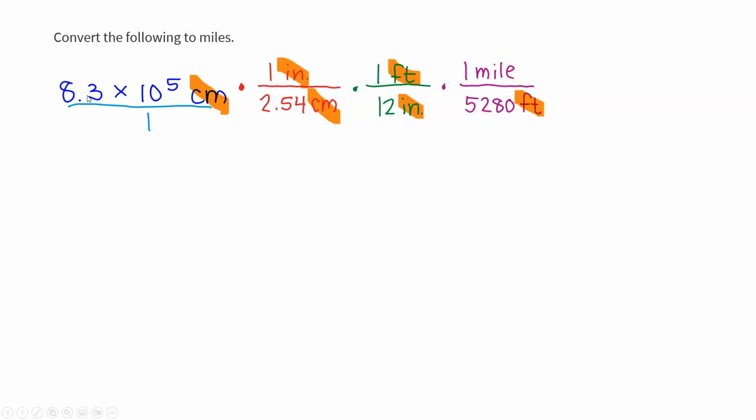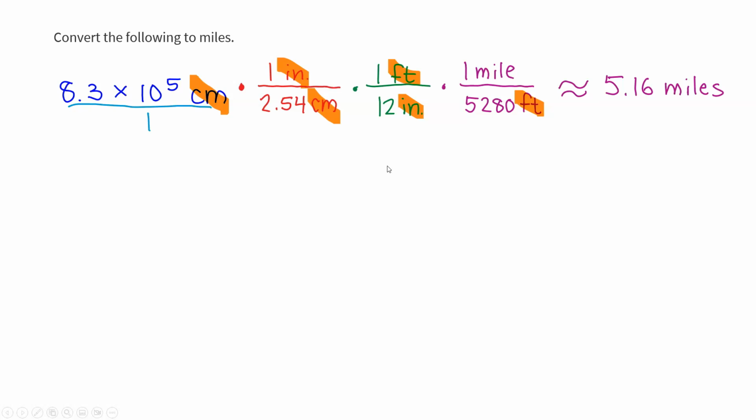So basically you're going to take this number, 8.3 times 10 to the 5th, you're going to divide by 2.54, then by 12, and then by 5,280, or you could also think of it as dividing by the product of these. So you could multiply these three together and then take this number divided by that product. If you do that, you get approximately 5.16 miles whenever you round to 2 decimal places.